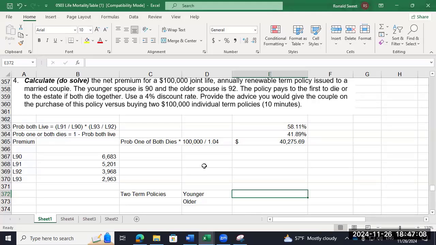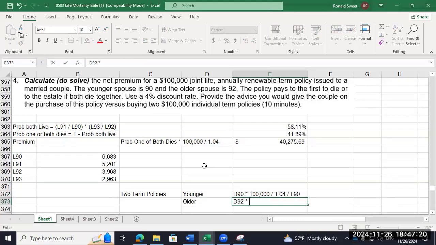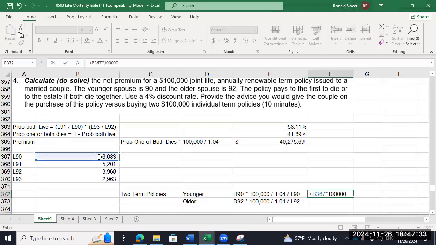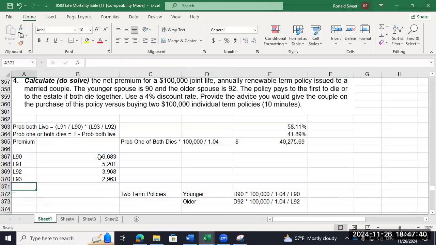All right, so the younger is going to be D90 times 100,000 divided by 1.04 divided by L90. Older would be D92 times 100,000 divided by 1.04 divided by L92. I don't have my D's. Let me go get my D's. D90, D92.